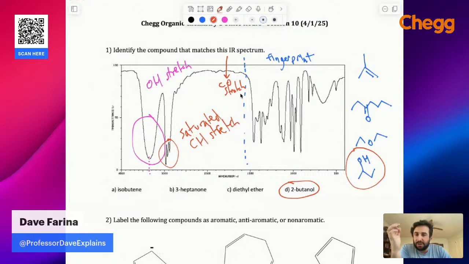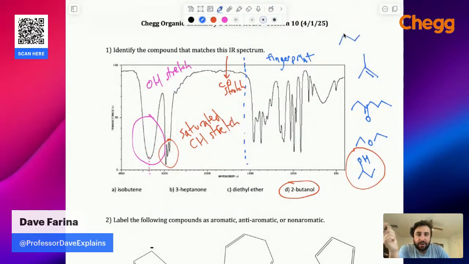The other thing that I want to talk about is the main confusion that I see upon students first being introduced to IR spectroscopy. They will identify something like a saturated CH stretch, and they will say, okay, saturated CH stretch, that means it's an alkane, and then they'll try to look for an option that is an alkane and say that's it, and then they'll ignore all of the other data. So that's not what's going on, right?